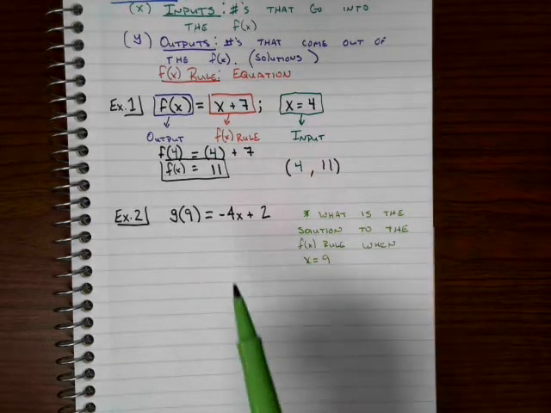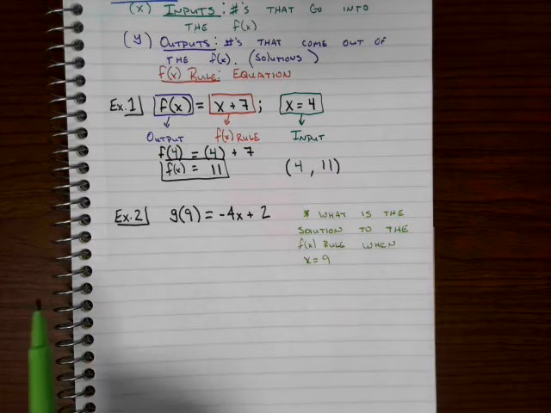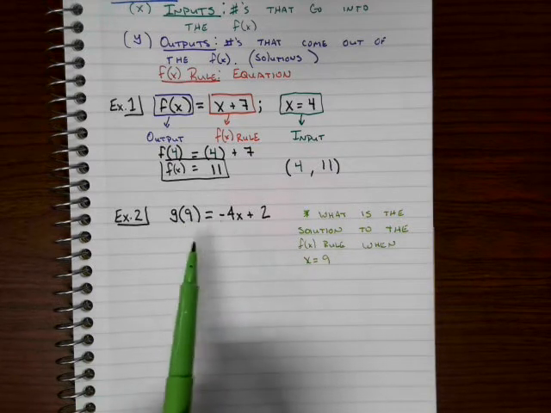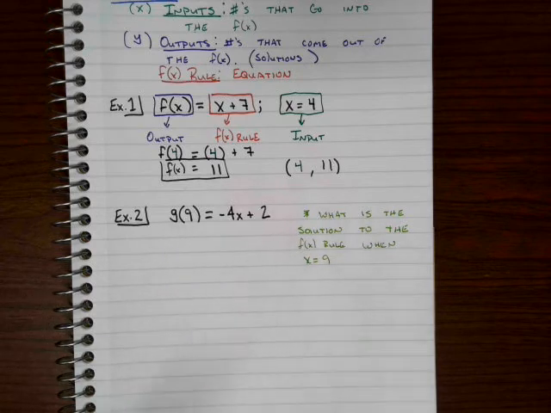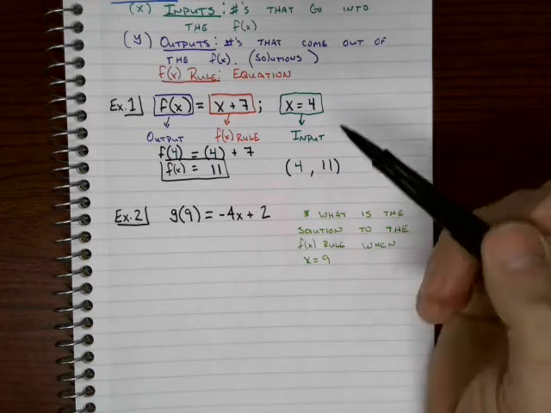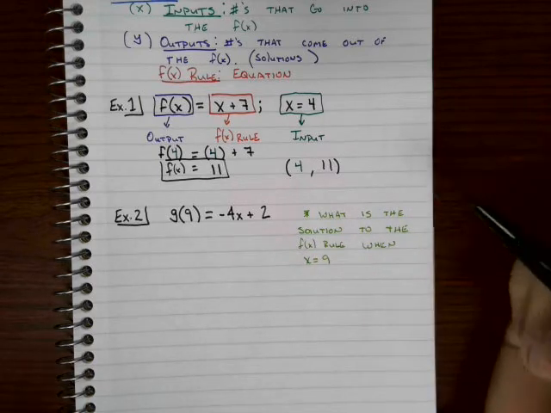I know this looks confusing, but all it's saying is, take this 9, plug it in for x, and tell me what this equals. We're just substituting and solving. That's all we're doing here. And again, I'm going to let green represent my input so we can visually see that.